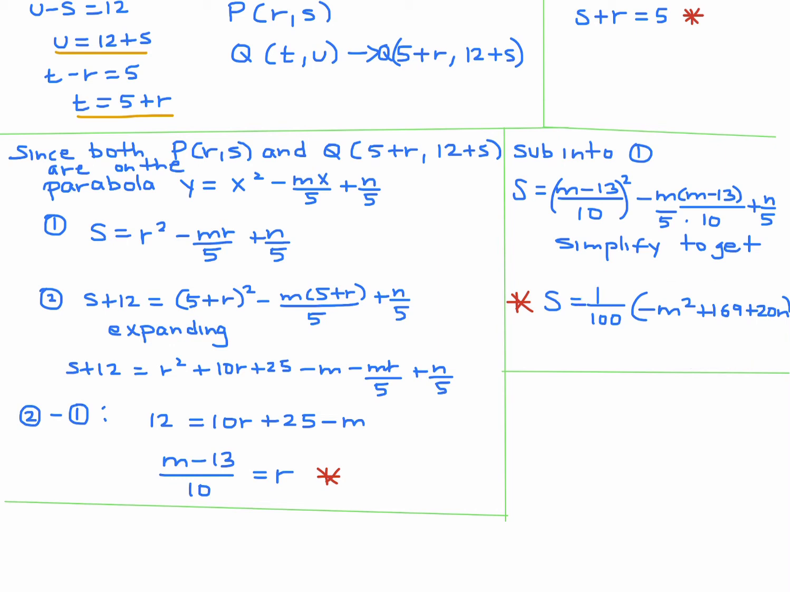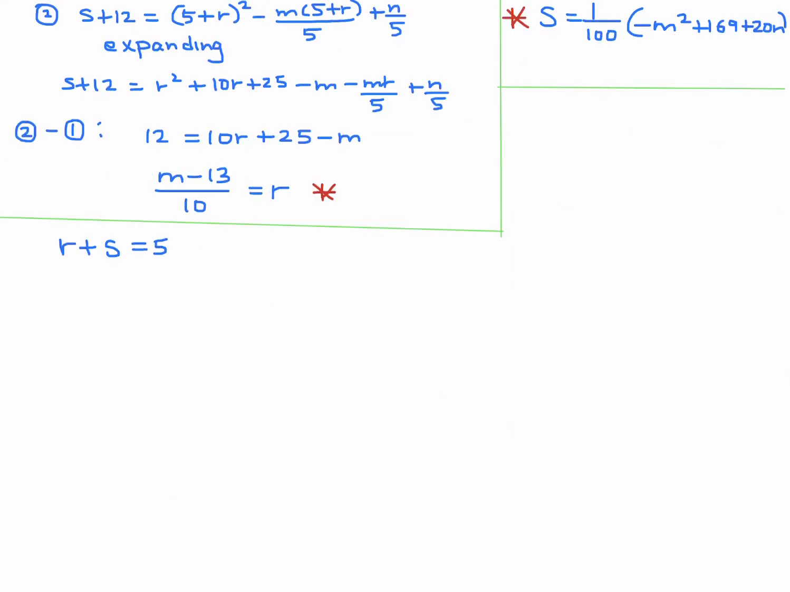So I will put what I have for R there and what I got for S right there. So that's my next step. R plus S is equal to 5. So let's put R, which is (m minus 13) over 10 there. S is over here. Let's put that in for the value for S. So it'll be 1 over 100 times (minus m squared plus 169 plus 20n) is equal to 5.